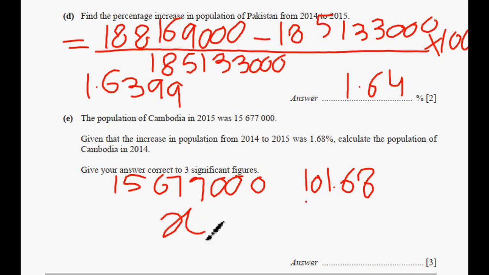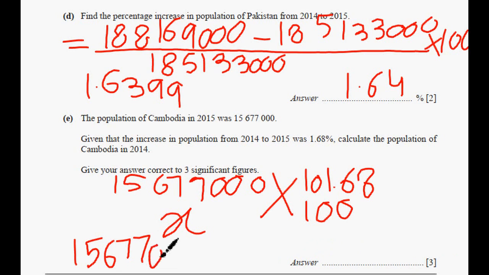The original population is 100%. 1.68% higher will make 101.68%. We have to find the original population, which is x, and the original percentage is always 100. Cross multiply these two values.